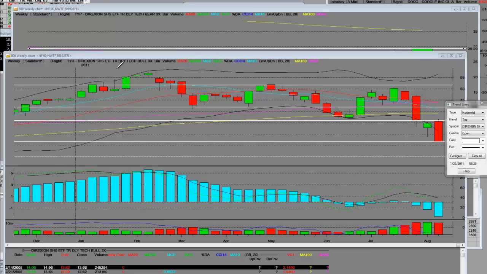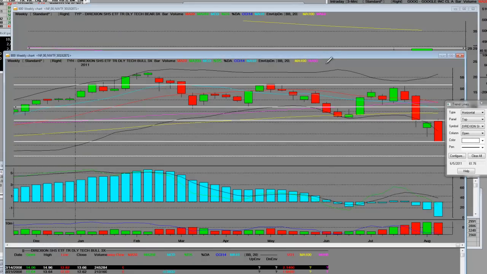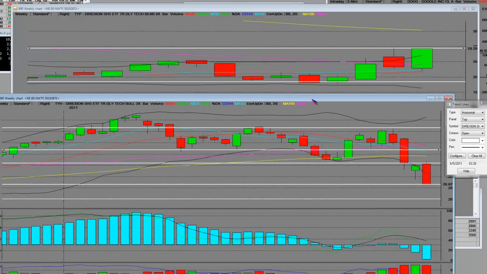What we have before us now is we're going to be taking a look here at two weekly charts. One of them is going to be a bull and a bear. We have the bear 3x up here. It's the TYP. And it's a weekly chart, and we can clearly see that we've had a 4-week breakout to this resistance line, which is referred to as a double top.